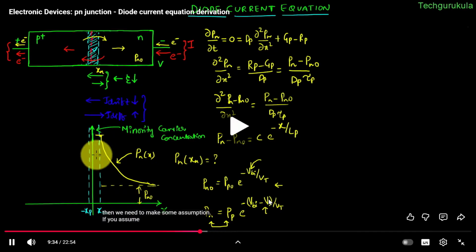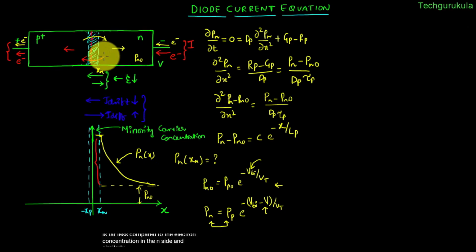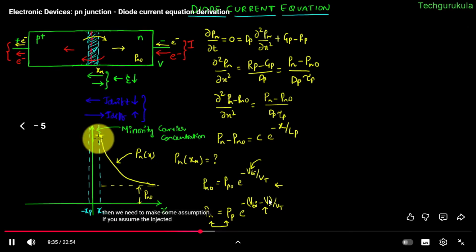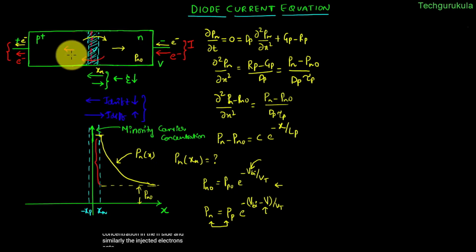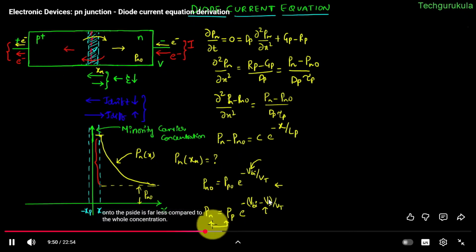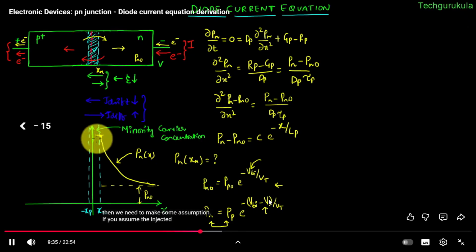If we assume the injected hole concentration is far less compared to the electron concentration in the n-side, and similarly the injected electrons onto the p-side is far less compared to the hole concentration, under this assumption, we can say the majority carrier concentration is very close to the majority carrier concentration under equilibrium.